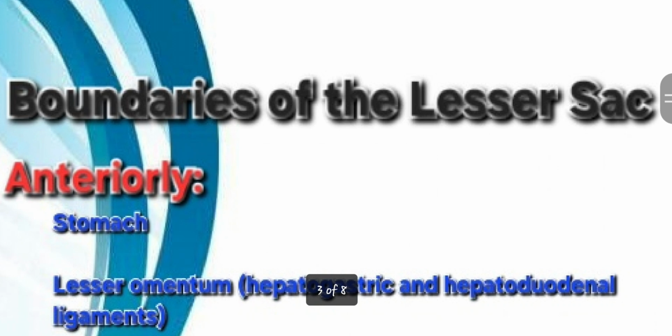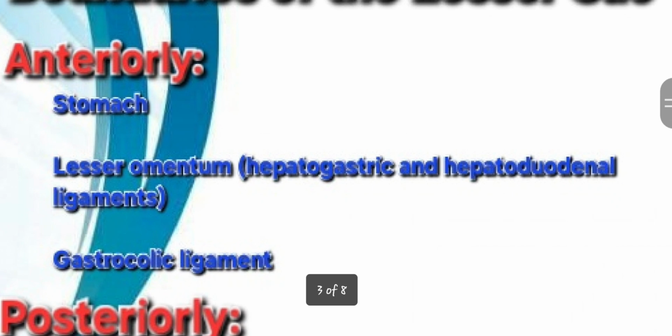Coming to the boundaries of the lesser sac. Anteriorly, I said this lesser sac is present behind the stomach, so the stomach is present anterior to the lesser sac. Normally the lesser curvature of the stomach is related to the lesser omentum. So the anterior relations of the lesser sac are the stomach and the lesser omentum. The posterior surface of the stomach is related to the lesser sac, and the lesser omentum is also related anteriorly to the lesser sac.